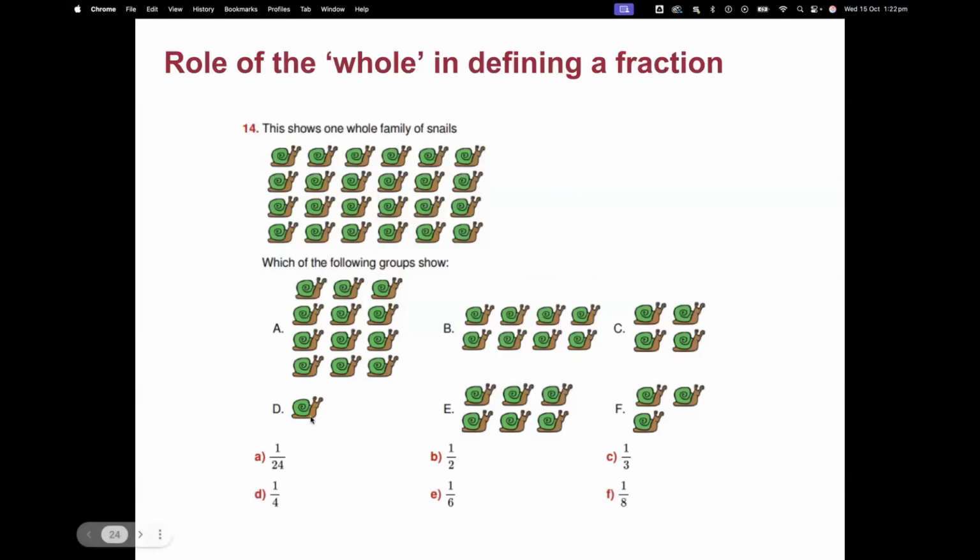And maybe when you're scaffolding it, with the first one, you've got 1 snail. So I've got 1 part out of how many? So that's 1 out of 24. So that would match this fraction here.